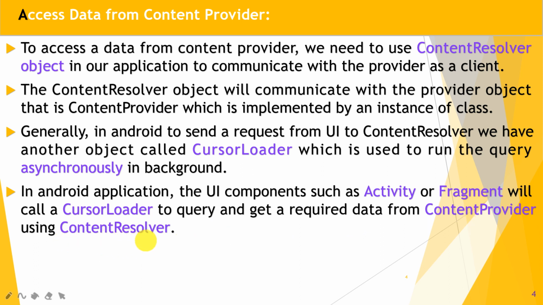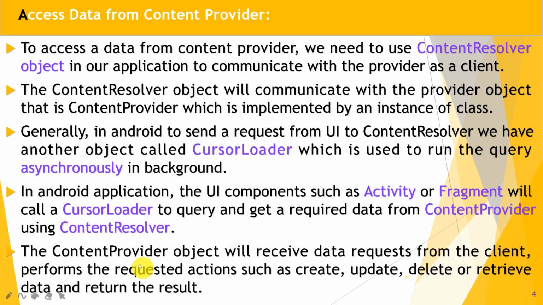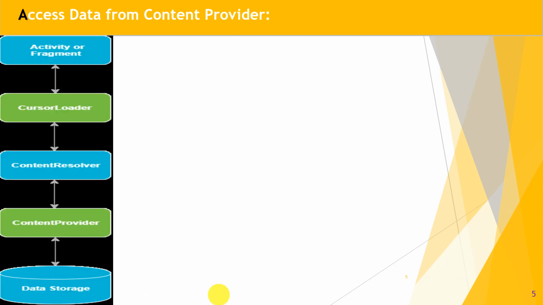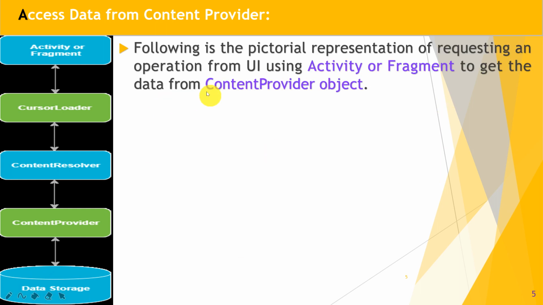So guys, there are three different classes involved while fetching the data from our SQLite database: content resolver, content provider and cursor loader. The content provider object will receive the data request from the client, perform the requested actions such as create, update, delete, retrieve data and return the result. Here is the pictorial representation of requesting operations from the UI using an activity or fragment to get the data from the content provider object.